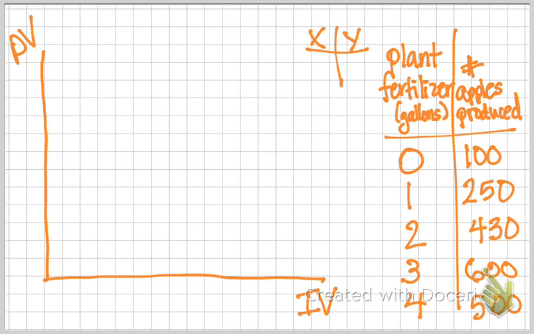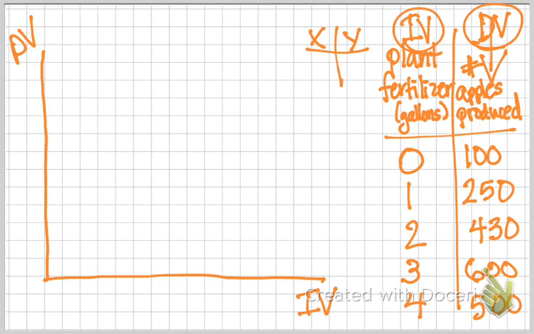So I want to ask myself this question. What is the thing that I'm measuring? And which variable is the one that I manipulate? Okay, so when I'm going to be looking at my crop of apples, what am I going to be counting? I'm going to be counting the number of apples produced. So the thing that you are measuring becomes your dependent variable. And the thing that you manipulate or that you control is the independent variable. And in this case, it would be the number of gallons of plant fertilizer used.